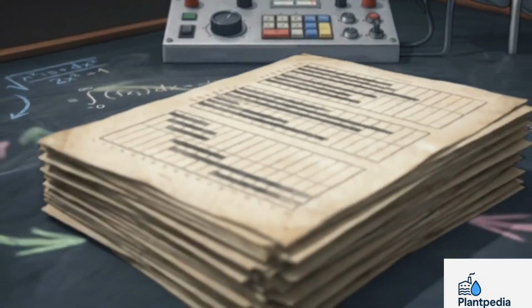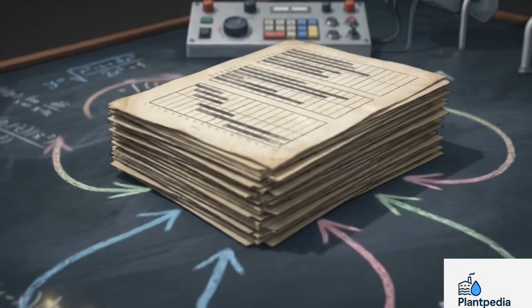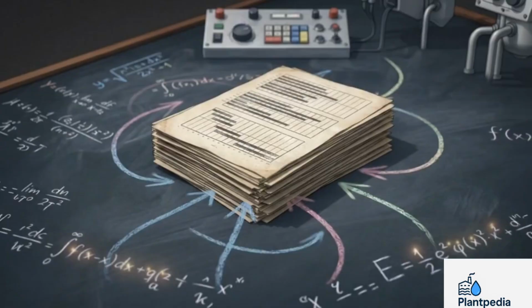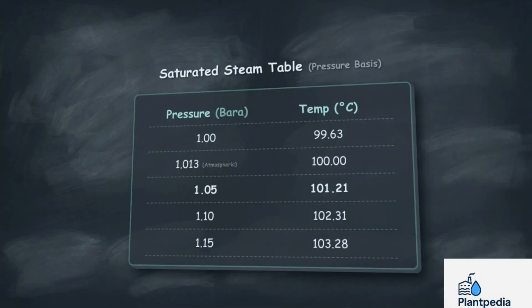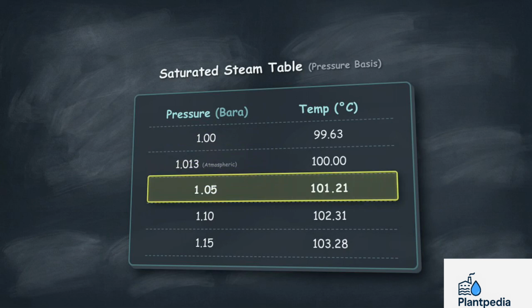With the live data secured, we step away from the control panel and open our saturated steam table. This cross-reference grid dictates what temperature pure water boils at under our live pressure. Scan the left column for our recorded 1.05 bara. Follow that row right. At 1.05 bara, pure water boils at 101.21 degrees Celsius. This is our T pure water variable.